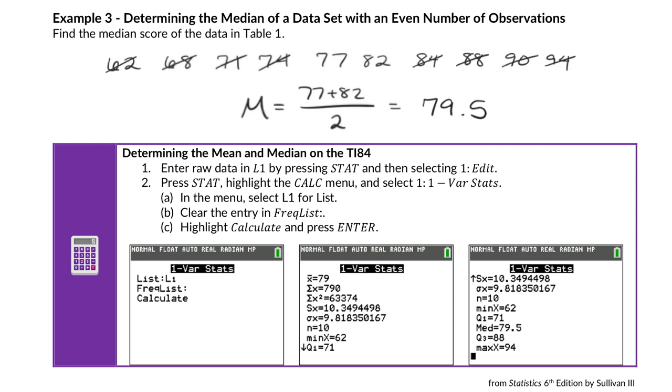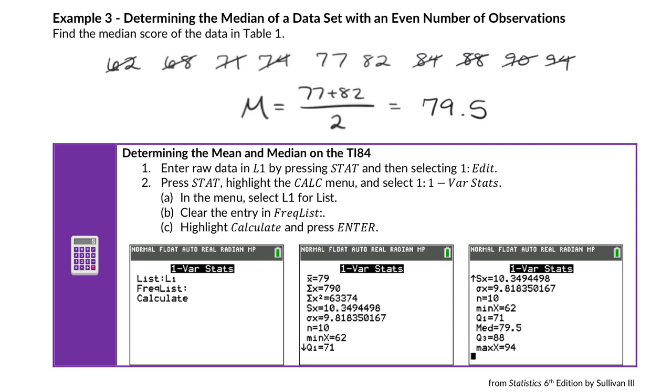Once you have that there's not coordinate points, so we don't need to enter anything into L2. We only have single data, so we're only using the first list. Do I need to pause? Yeah. Okay, sorry. They're all typed in.